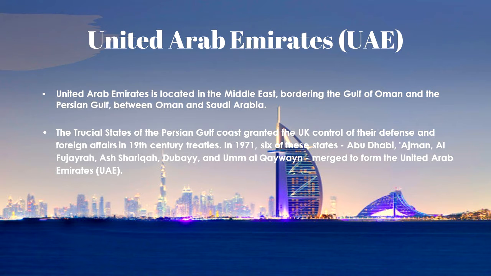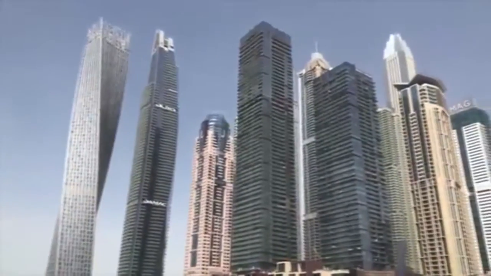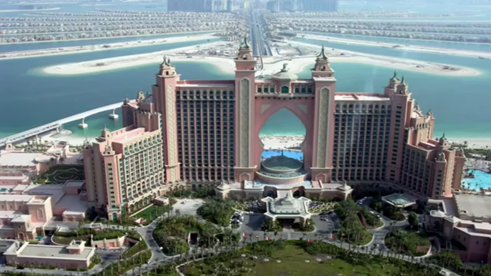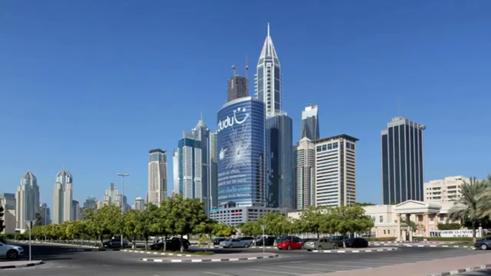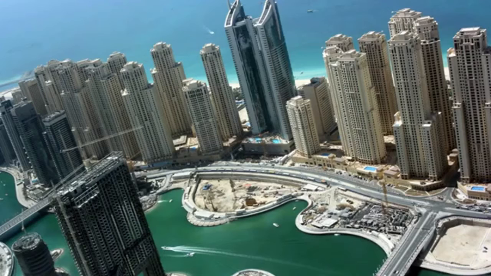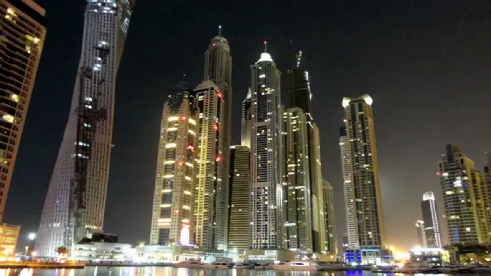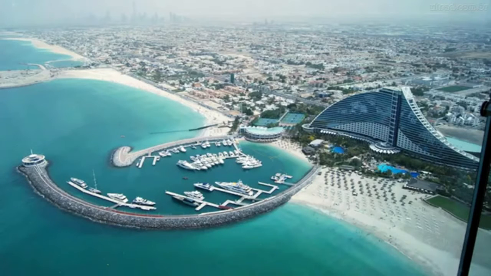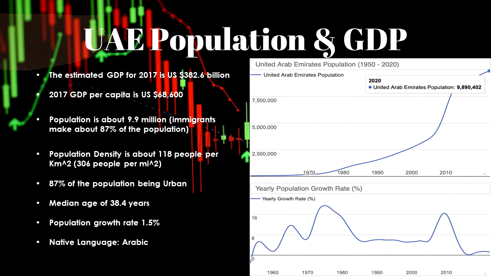So now let's look at the United Arab Emirates. In 1971, 6 states came together to form the United Arab Emirates, two of which are Abu Dhabi and Dubai. UAE population and GDP. The estimated GDP for 2017 is 382.6 billion. Their GDP per capita is $68,600. Population is about 9.9 million.